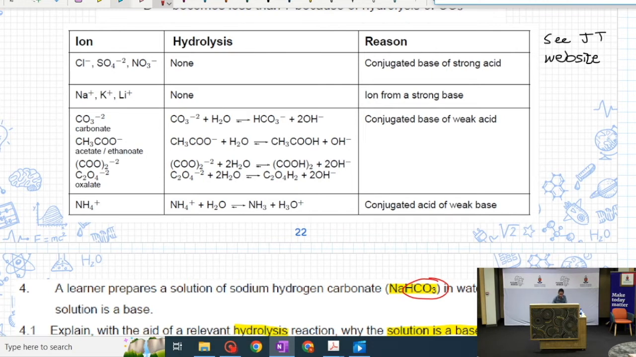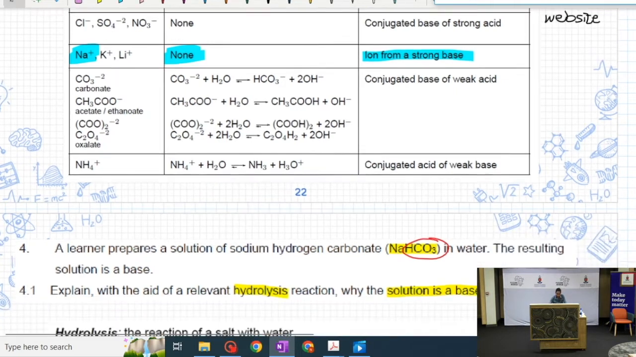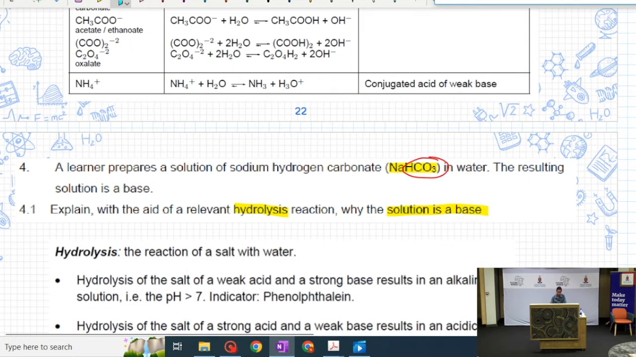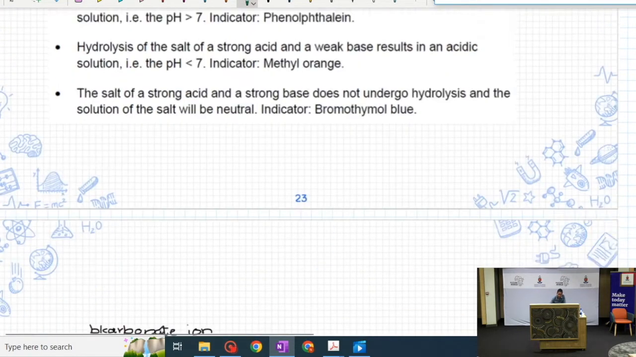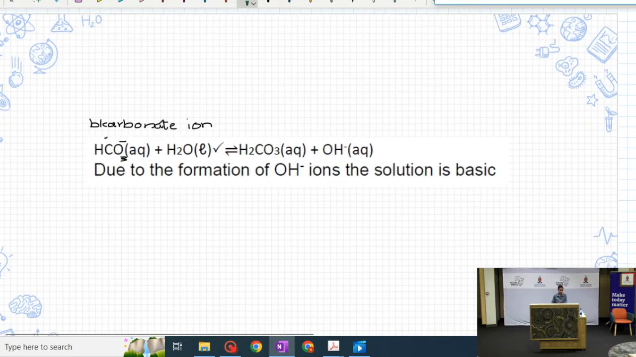Do you all see that sodium is over here? And sodium does not undergo hydrolysis because it is the ion from a strong base. So based on that, we know, even if we don't see this in the formula, that this is the substance that we're going to be dealing with. And therefore, the answer that you guys should have is like this.